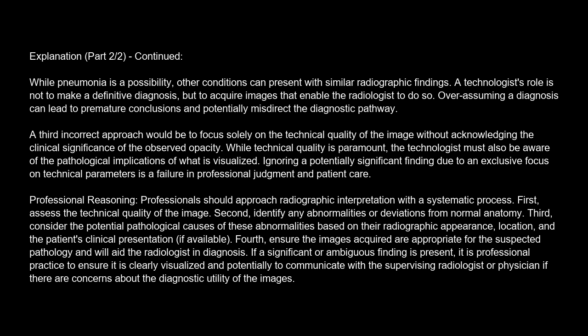Professional reasoning. Professionals should approach radiographic interpretation with a systematic process. First, assess the technical quality of the image. Second, identify any abnormalities or deviations from normal anatomy. Third, consider the potential pathological causes of these abnormalities based on their radiographic appearance, location, and the patient's clinical presentation, if available. Fourth, ensure the images acquired are appropriate for the suspected pathology and will aid the radiologist in diagnosis.